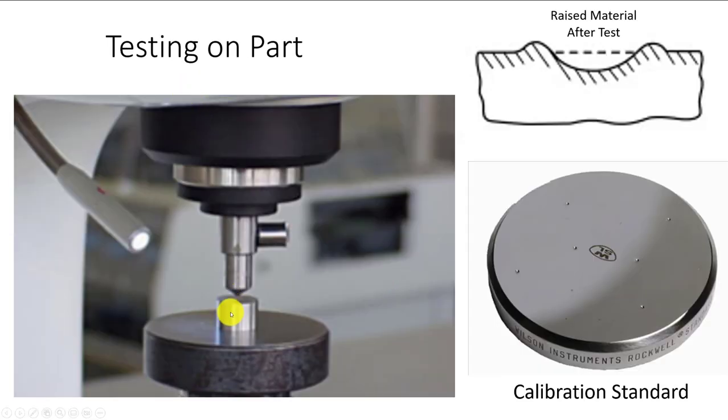Now, testing on a part, you're going to put your part in here. Make sure that it is flat and level and burr free, and then come in and take your measurements. And we talked about that raised material again. We'll have calibration standards in the labs, and typically the TAs and everybody in the lab will calibrate the machines. You guys won't have to do that.